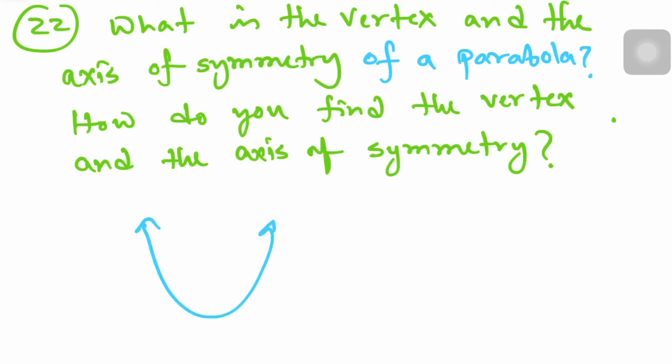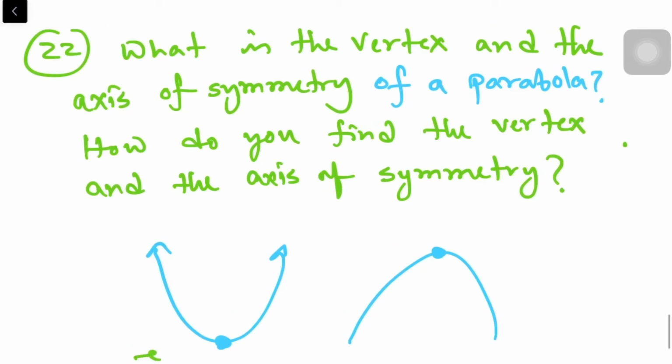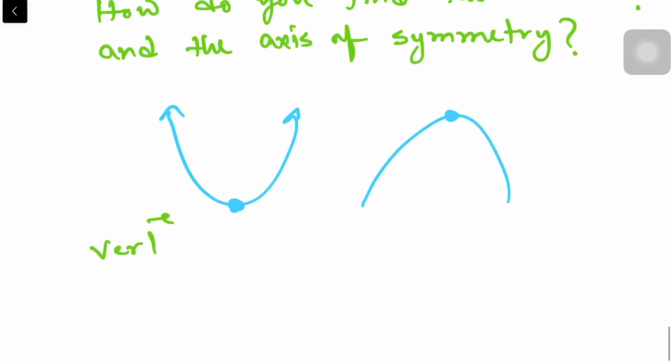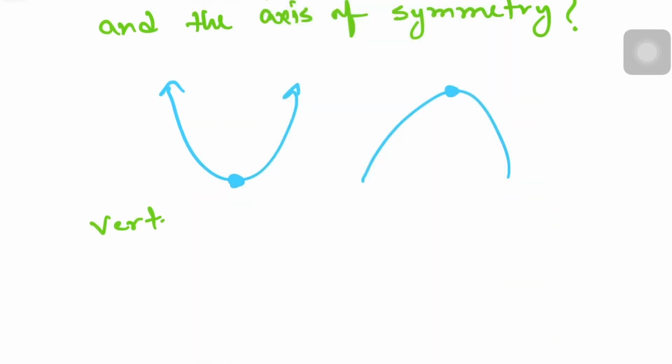All right, so let's talk about vertex first. The vertex is basically the maximum or minimum point of a parabola. So these points are called vertex. So let me use a different color. In this case, this is the minimum point and this is the maximum point. We call it vertex.